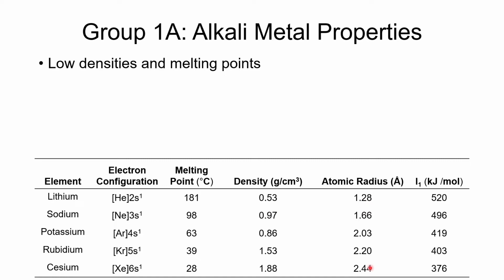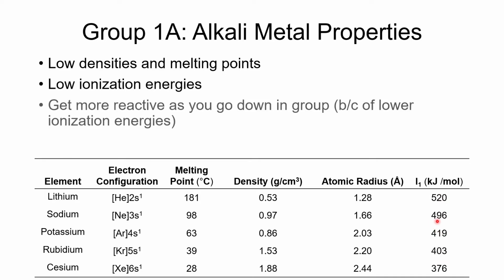All right, radius are given there, but here are the ionization energies, and these low ionization energies are what make them so reactive. They get more reactive as you go down the group, and that's because as you go down in that group, you will find the ionization energy gets lower.